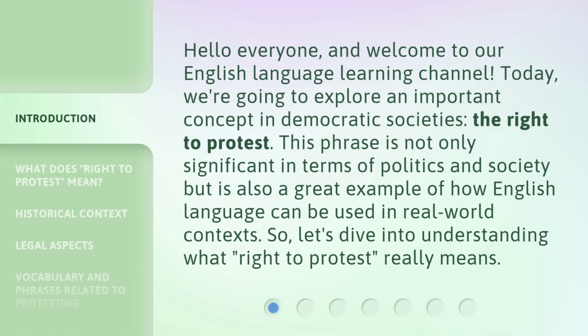Today, we're going to explore an important concept in democratic societies, the right to protest. This phrase is not only significant in terms of politics and society but is also a great example of how English language can be used in real-world contexts. So, let's dive into understanding what right to protest really means.